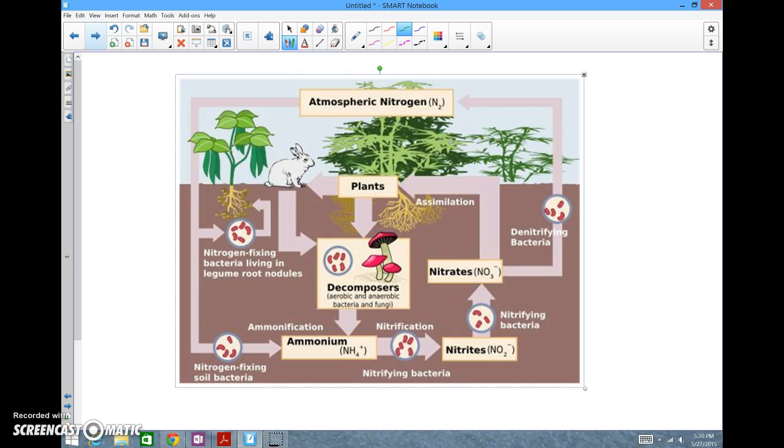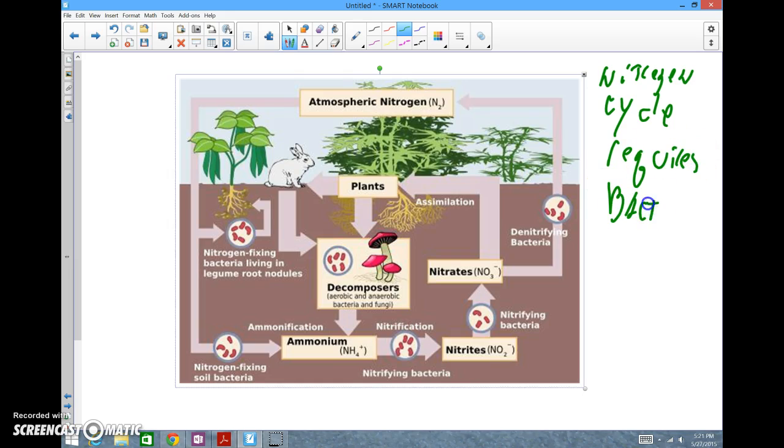Now here we have our last cycle. Our last cycle, again, similar process of what's going on here. Organisms give off, other organisms take in, organisms use. The only complicating factor here is the nitrogen cycle, and this is going to be our big difference here. The nitrogen cycle requires bacteria.